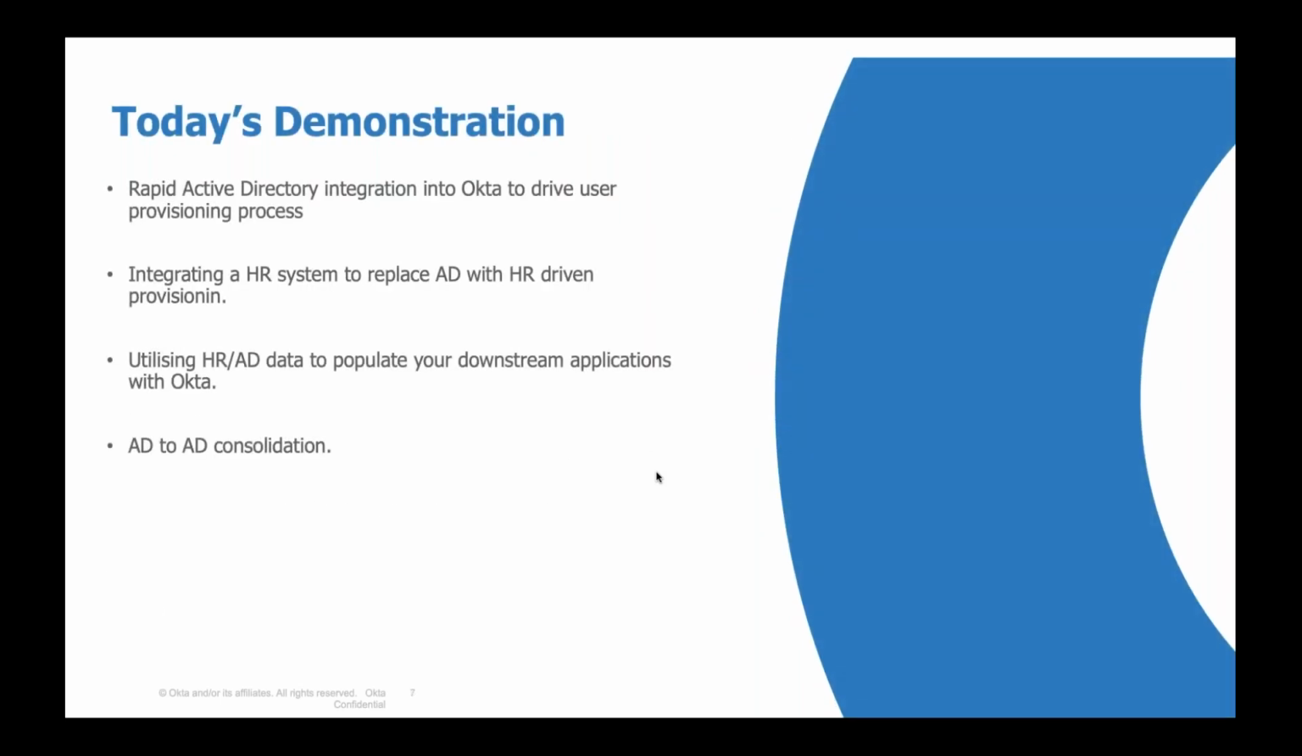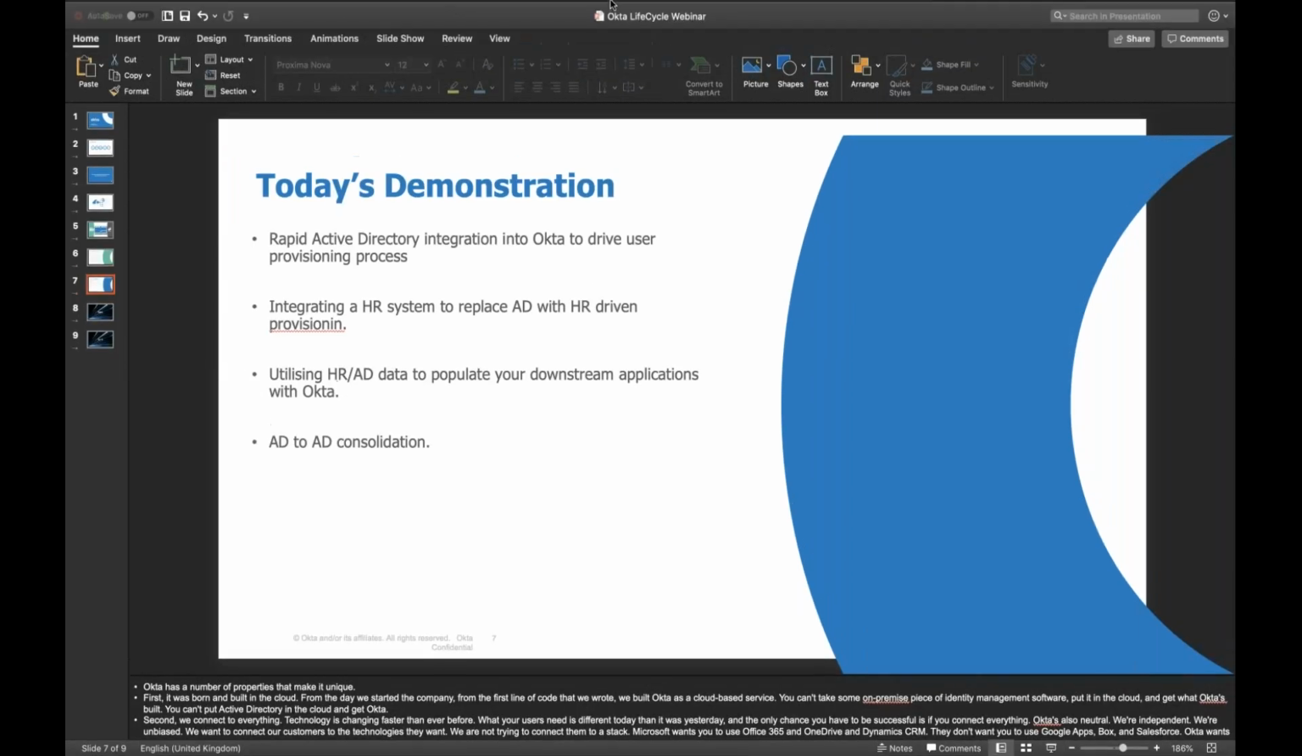So what is today's demonstration going to cover? Today's demonstration, we're going to show you how we can rapidly integrate with Active Directory to provision users into Okta, to drive a provisioning process, then further downstream into connected applications. We're going to look at how you can actually use a HR system to populate Okta and then downstream platforms such as Active Directory. And then we're going to look at things around AD to AD consolidation as well, and how quickly we can actually migrate users from one system to another. So I'm going to end the slideshow here and jump into the first part of the demo.